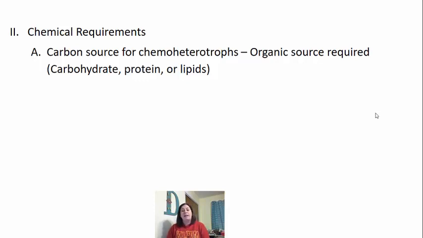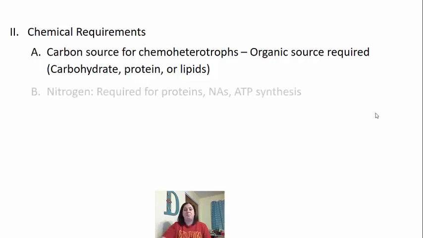When we look at microorganisms, just like any other cell, they do need a carbon source. When we're talking about the chemoheterotrophs, they need a way to be able to access carbon. This is going to be through organic sources. These organic sources are going to be those macromolecules we discussed in previous chapters, like carbohydrates, proteins, and lipids, which are fats.